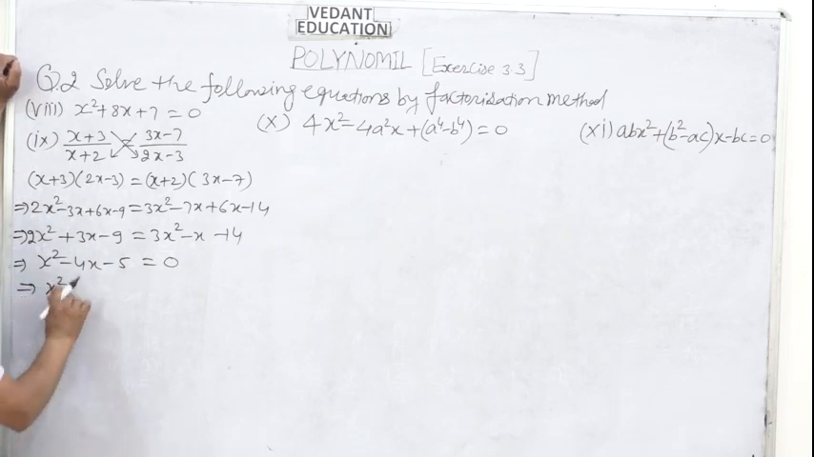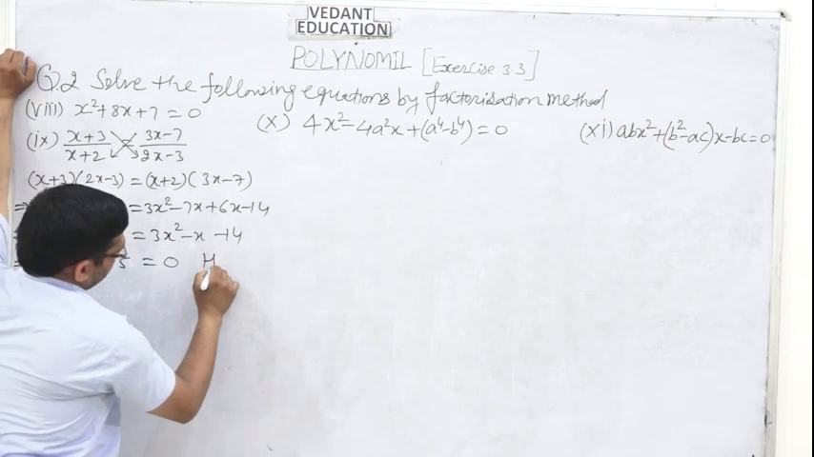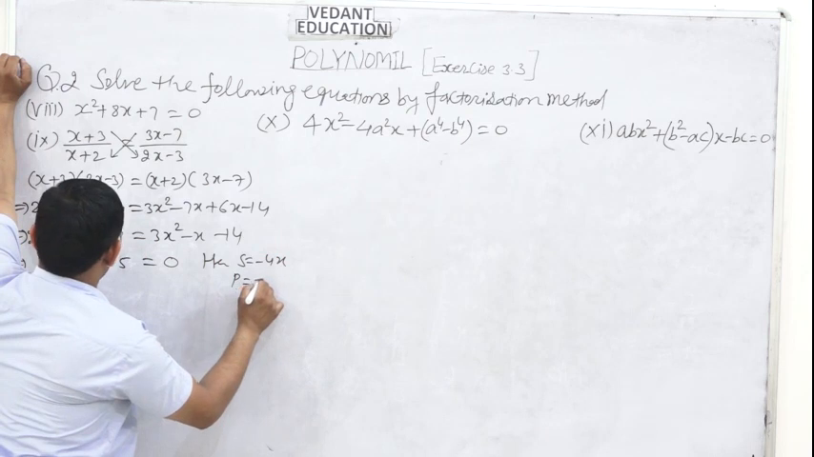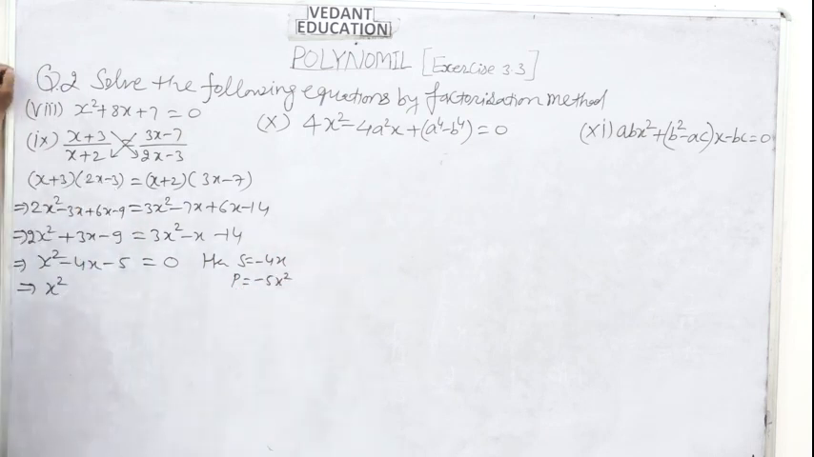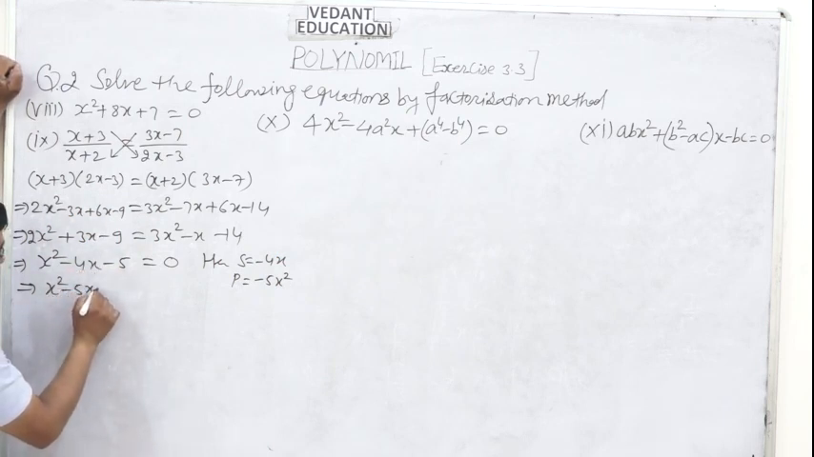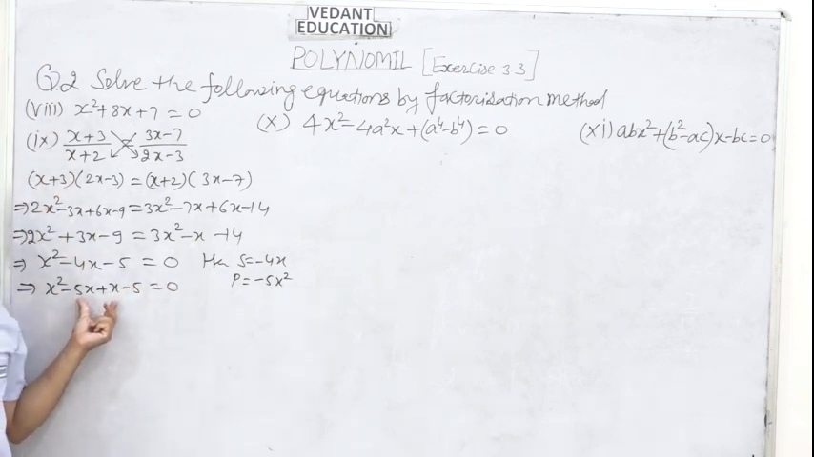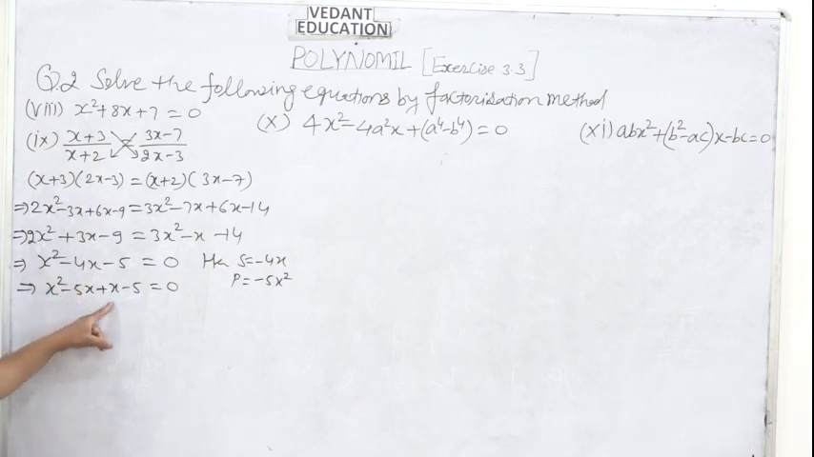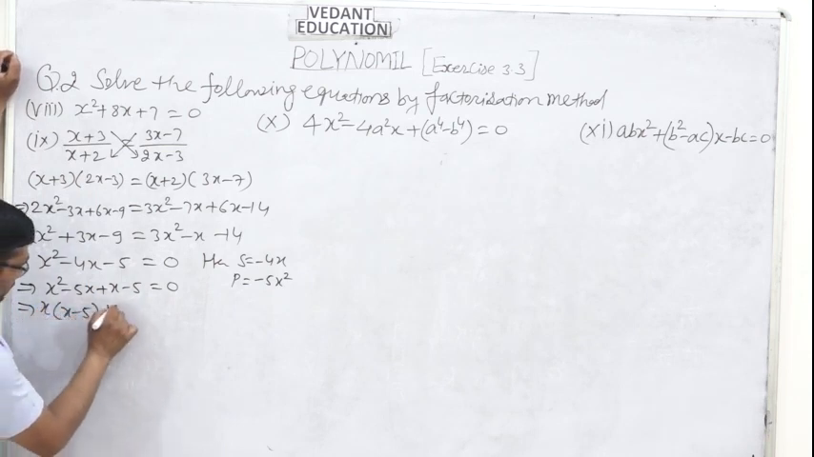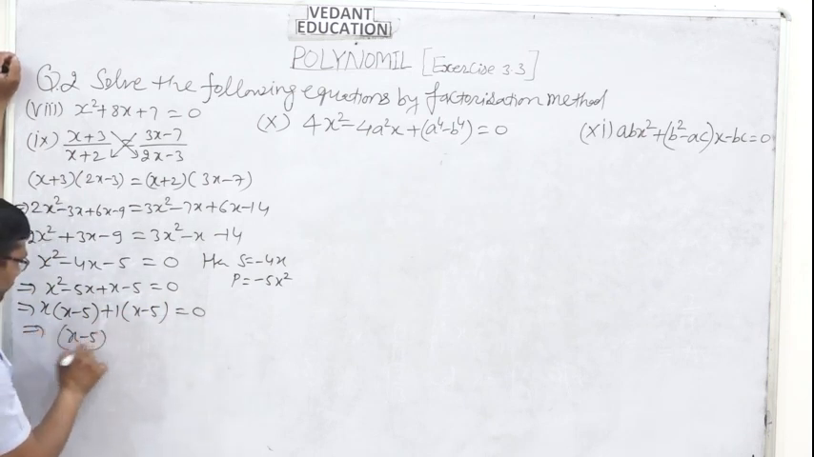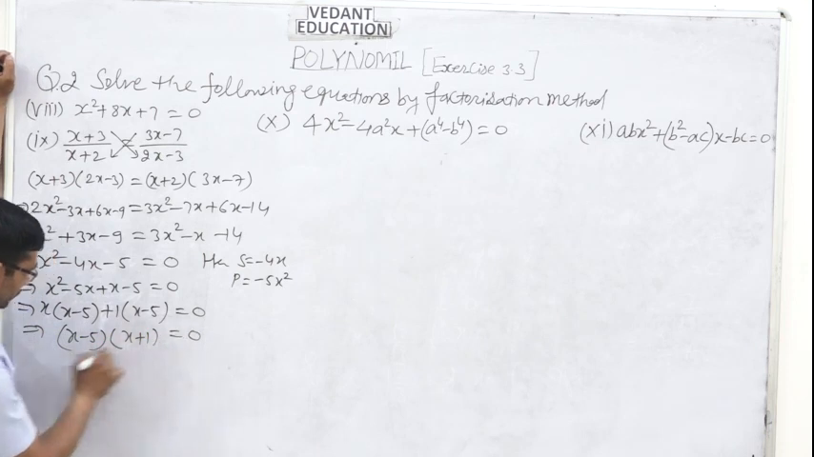This implies x square. We want the sum here: sum is minus 4x and product is minus 5x square. So x square minus 5x plus x minus 5 is equal to 0. The sum of minus 5x plus x is minus 4x and the product is minus 5x square. In the first two terms x is common, x minus 5. In the next two terms 1 is common, x minus 5 is equal to 0. That is x minus 5 multiply x plus 1 is equal to 0.